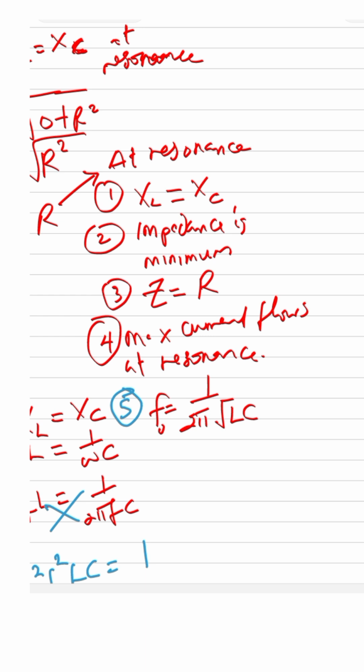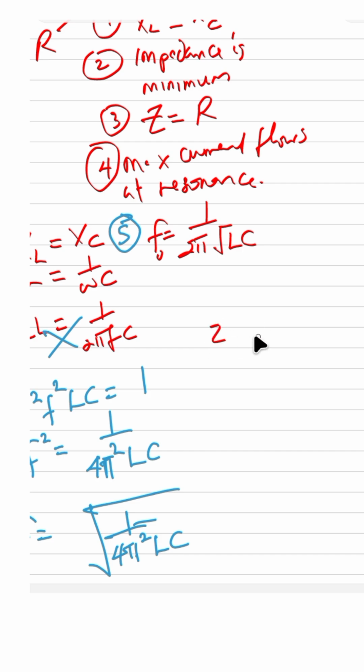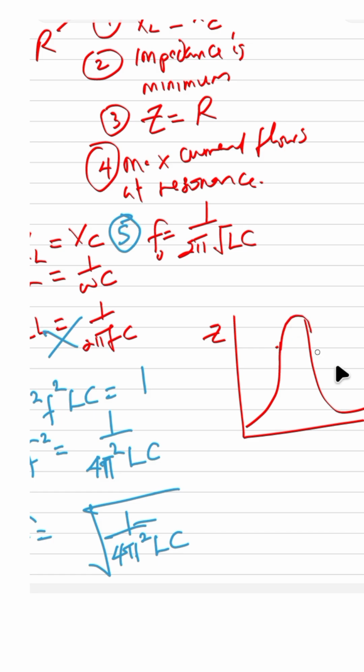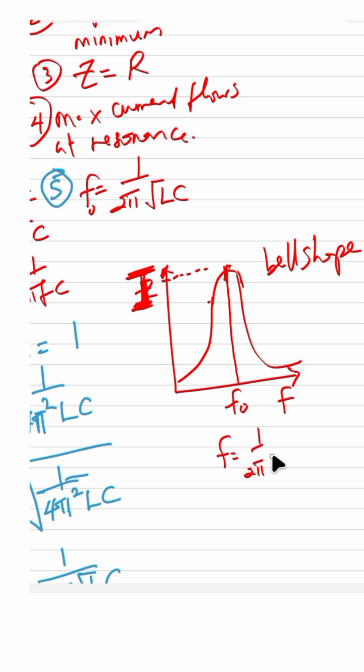I hope you understand. If you draw the graph of current against frequency, it will look like a bell. This is the frequency here, and this is the current. You notice that the current is maximum, and you can see the bell shape. The current at this point is the maximum current, and it will occur when the frequency is the resonance frequency, that is when the frequency is equal to 1 over 2 pi root LC.